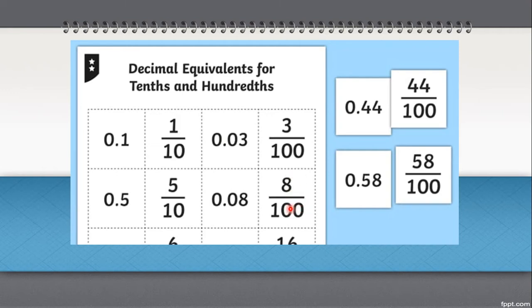Why did I keep 100 here? Because after the decimal we have 0 and 8, two digits. 0 is on the tenth place and 8 is on the hundredth place. That's why in short you can say 8 upon 100.